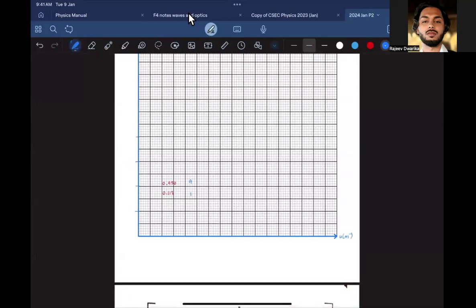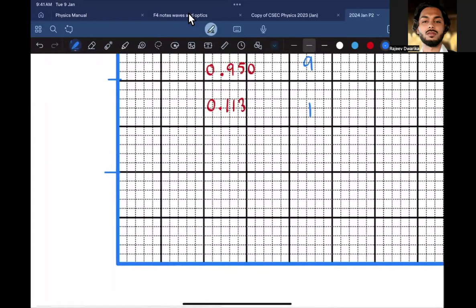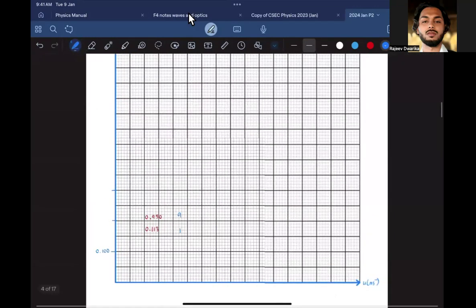And I want you to count, right? So we know that it's not really 1, right? It's actually 0.100. So this could be 0.100. And I want you to keep counting, right? So this could be what?